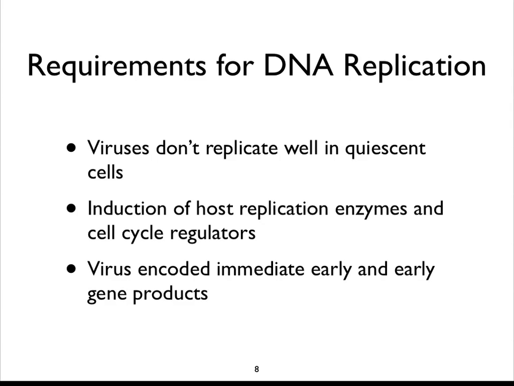So viruses don't replicate well in quiescent cells. Why is that? Because they need the products that the host uses to make its own DNA. They want to subjugate the host for their own purposes. So to address that problem, what they do is they induce host replication enzymes and cell cycle regulators. Cell cycle regulators are predominantly used to push cells into DNA replication so that they can divide. In the case of a virus-infected cell, they're unlikely to divide, for the most part, unless the virus transforms the cell and remains stably associated with it.